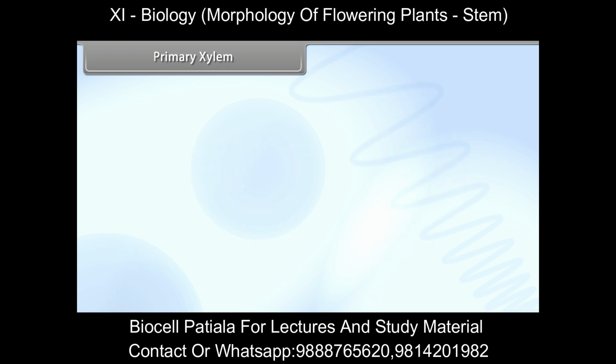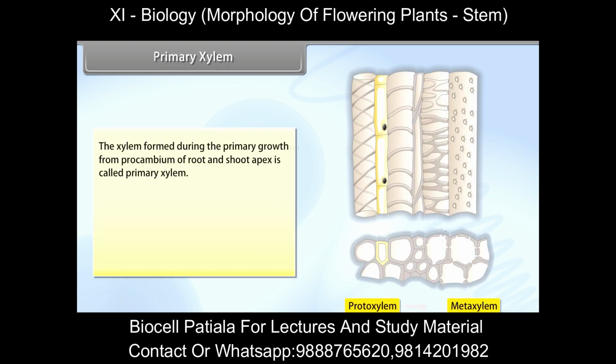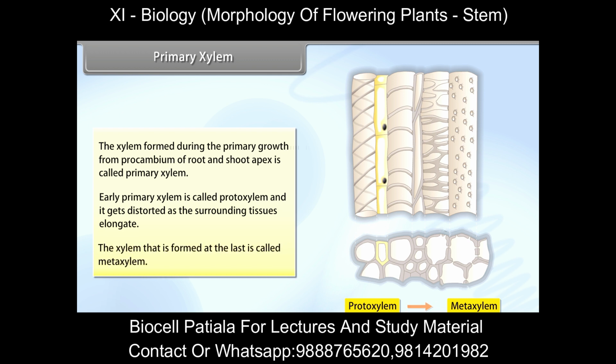Primary xylem. The xylem formed during the primary growth of procambium of root and shoot apex is called primary xylem. Early primary xylem is called protoxylem, and it gets distorted as the surrounding tissues elongate. The xylem that is formed at the last is called metaxylem.